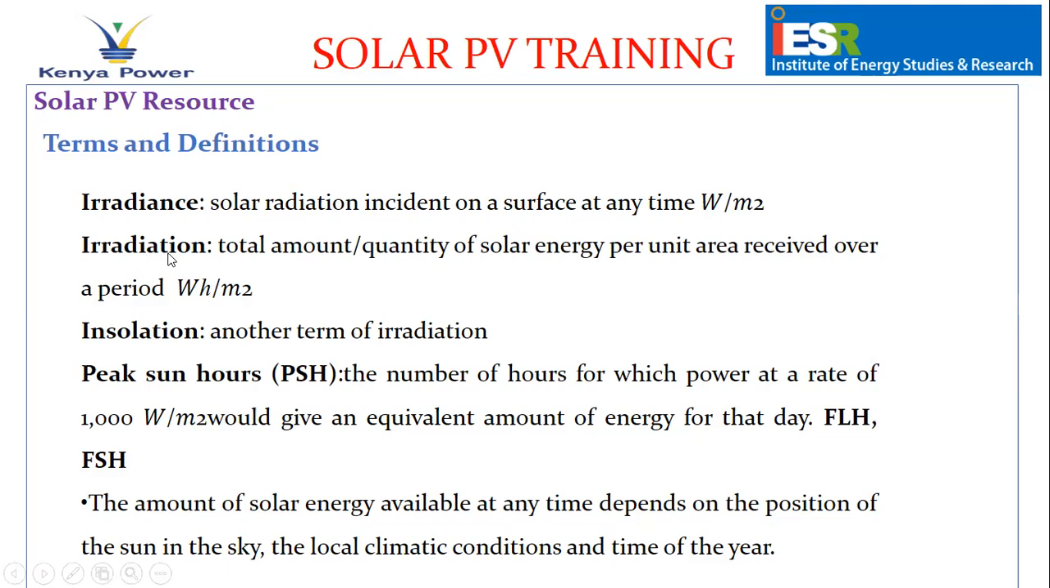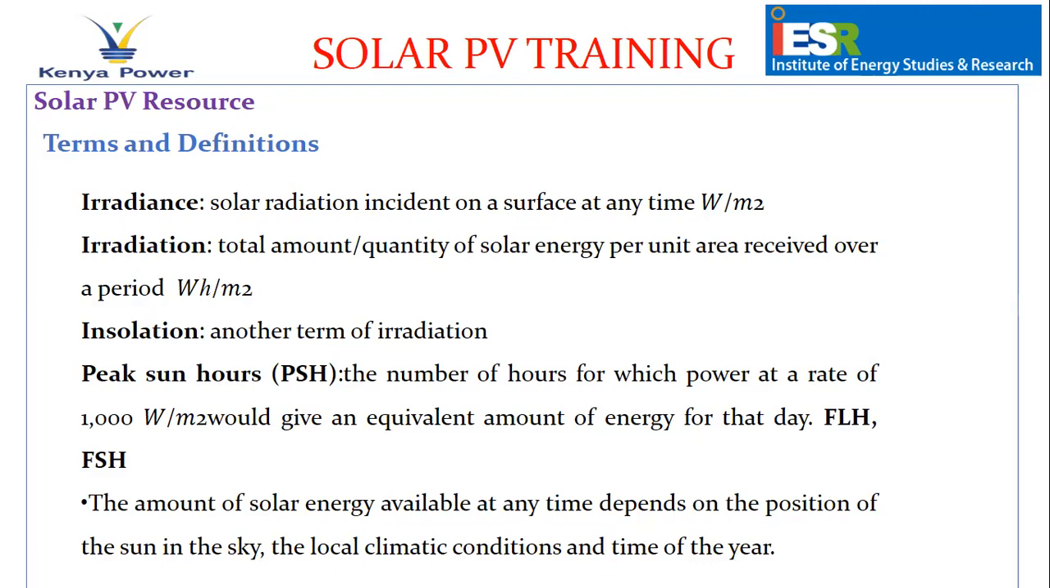If you want an alternative term for the irradiation, you can also talk of insolation. There's another term that is very much useful when it comes to the design of solar PV systems. We would want to know the time period within a day during which we can obtain a reasonable amount of solar irradiance. We call it the peak sun hours.